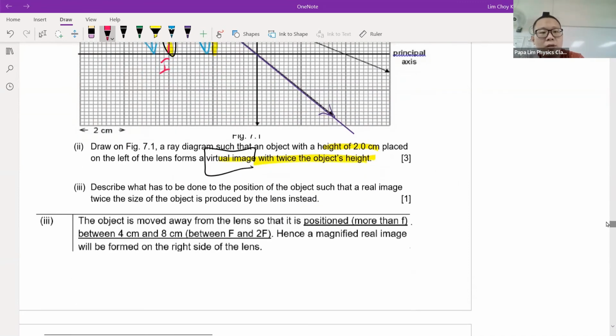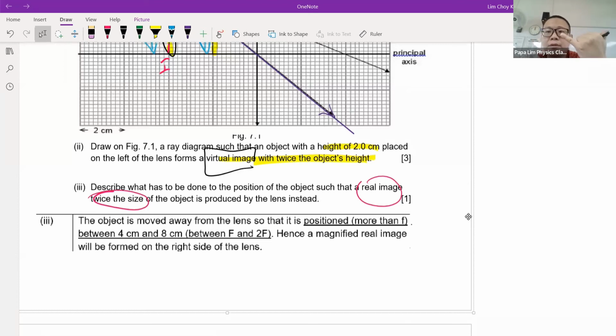Then after that, same thing. What has to be done to the object such that a real image twice the size is produced by the lens? Now I want a real image twice the size. If you look at the ray drawing diagrams in your textbook, page 198, you have 6 of them, and you find that there's one particular location on the ray diagram that gives you the image that's twice the size, what we call a magnified image.